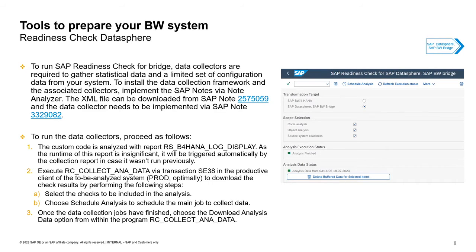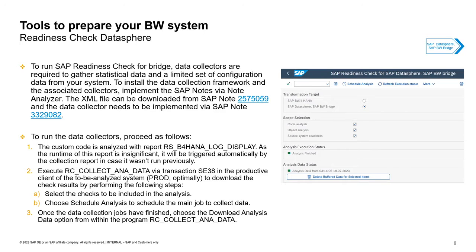So in our case, looking at SAP Datasphere, SAP BW Bridge, we would select that radio button, and then we look at the scope selection. We want to make sure that code analysis, object analysis, and source system readiness are all checked so that we have a complete output. You might ask, why isn't this always done by default? Maybe you ran this and you're looking to check the status of some things after doing some optimization, cleanup, whatever it may be. Therefore, you might only run one of the scope selections.